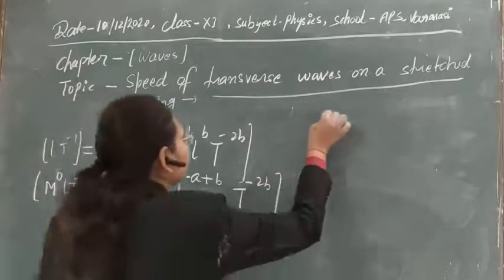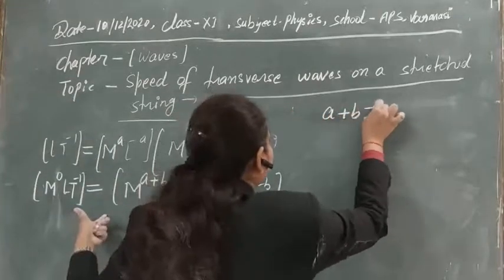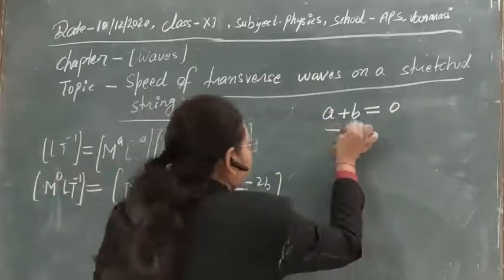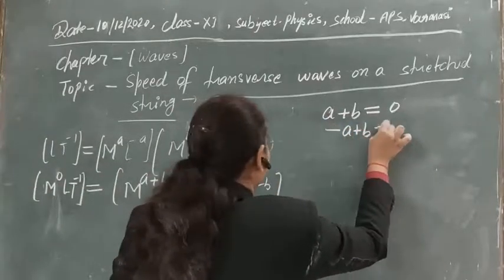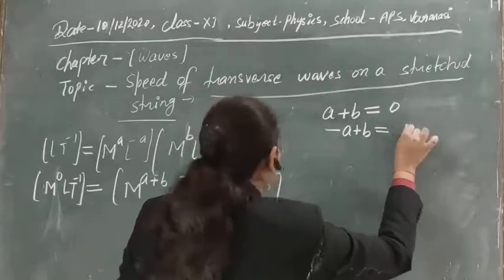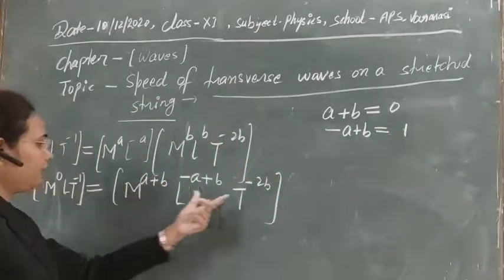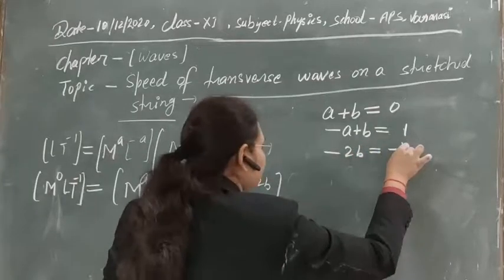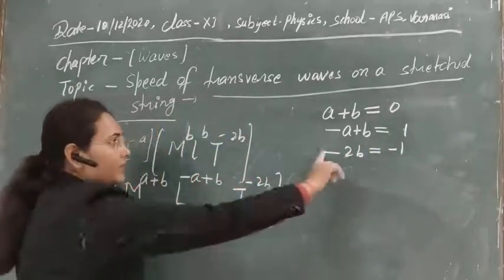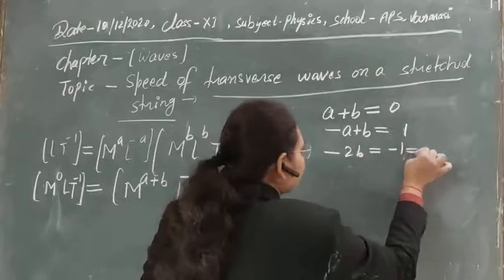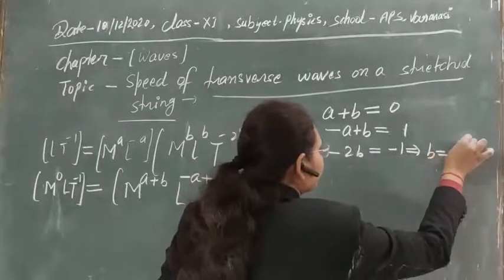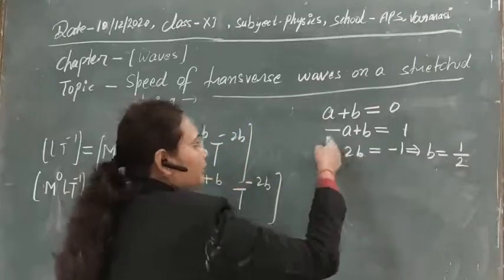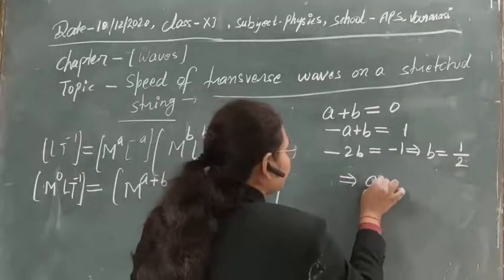Finally, what will we get? That will be a plus b equal to 0 first. Second, minus a plus b is equal to 1 for the L power, and the T power is minus 2b, which is equal to minus 1. Clear? So from here we can solve it easily. So let's solve it. This will give us b equal to 1 by 2. Let's put this value here. You can calculate the value of a.